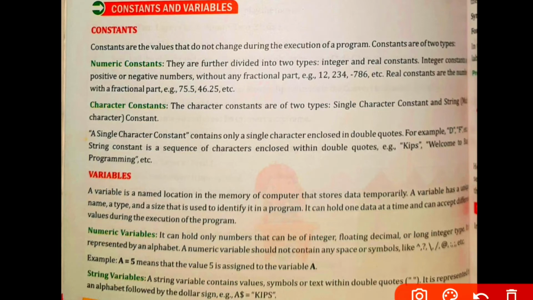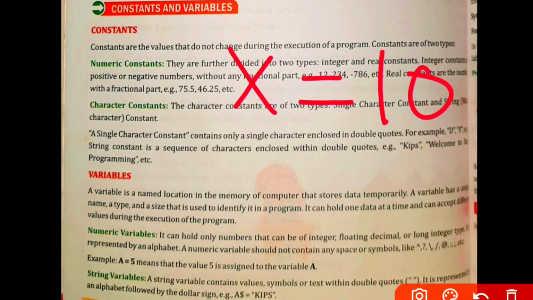Let me give you an example. Suppose if I say x is equals to 10. Here in this equation, 10 is a constant. And what type of constant? Numeric constant. Okay, 10 is a numeric constant.